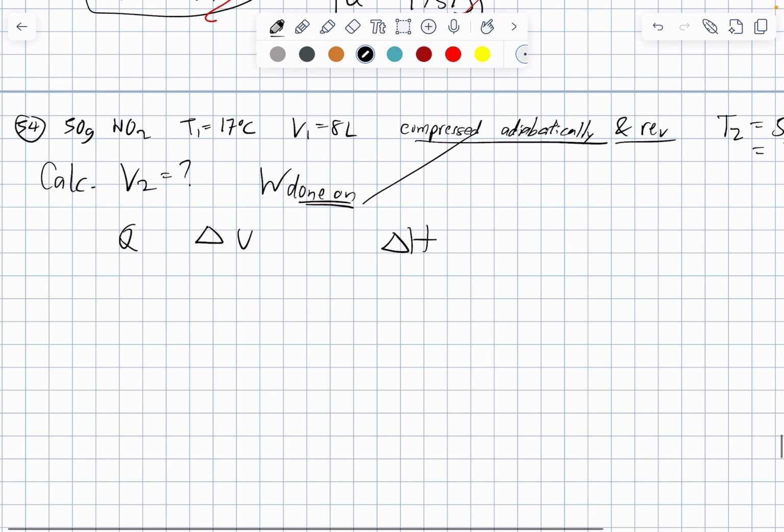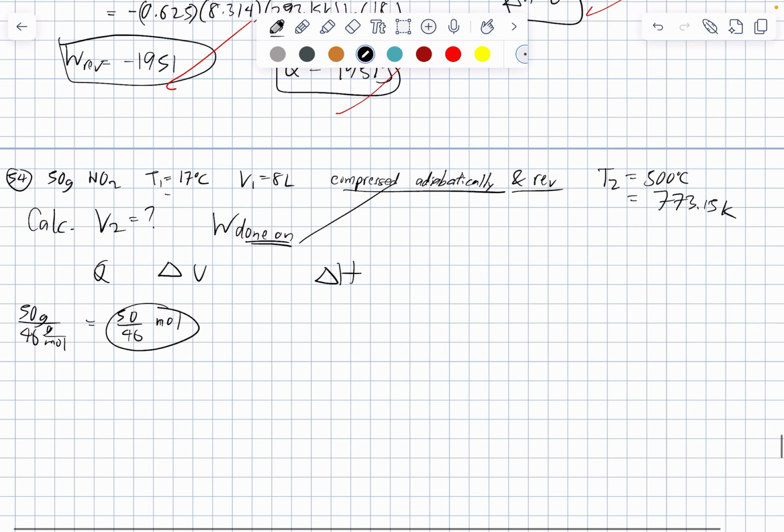Okay, so first things first, what I want to do is convert 50 grams of NO2 to mole, no? NO2, 14 for nitrogen plus 2 oxygen atoms, so 32. 46 is the molar mass. So 50 over 46, it's an ugly decimal. Let's keep it as is for now, no? 50 over 46 mole. We'll keep that for later. In the meantime, 17 degrees Celsius, convert to SI, 290.15 Kelvin. Okay.